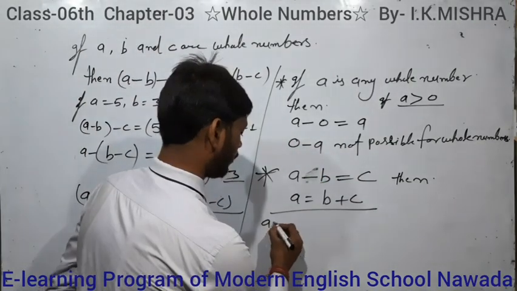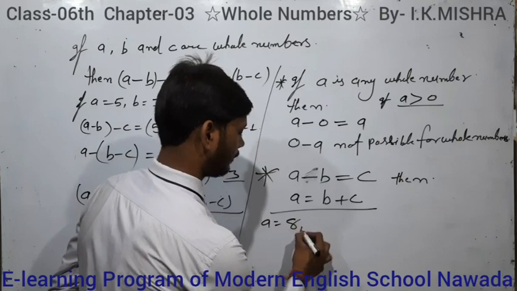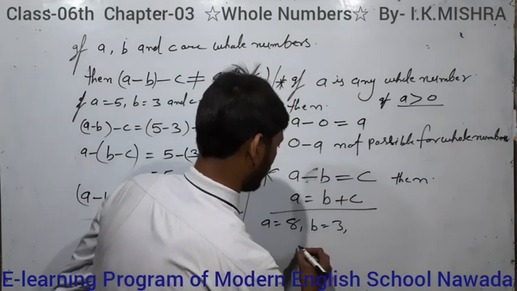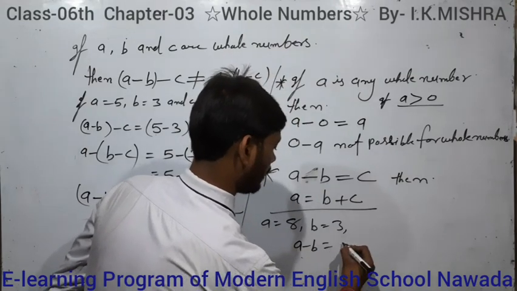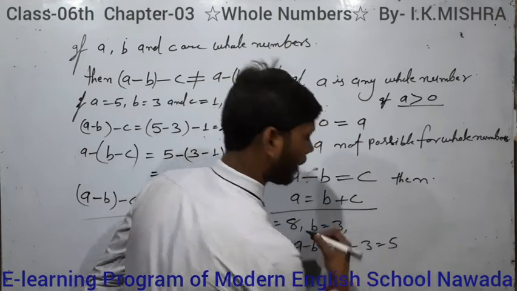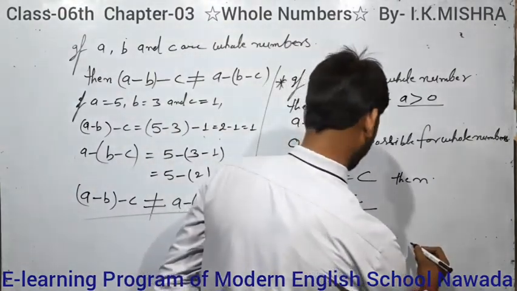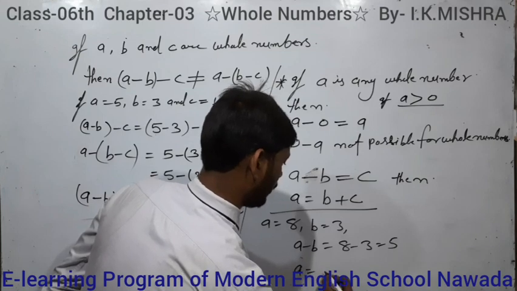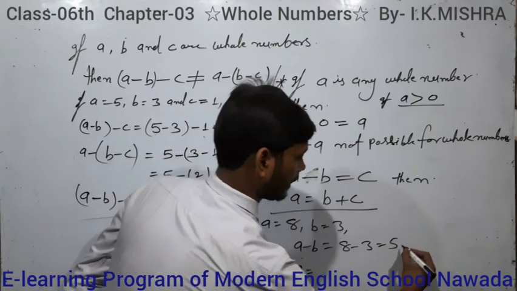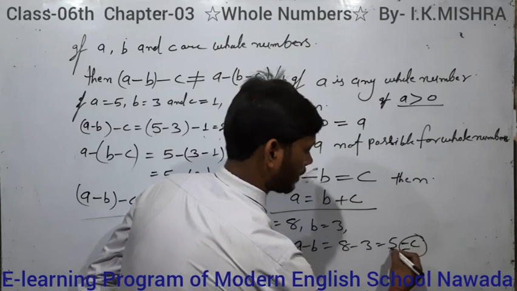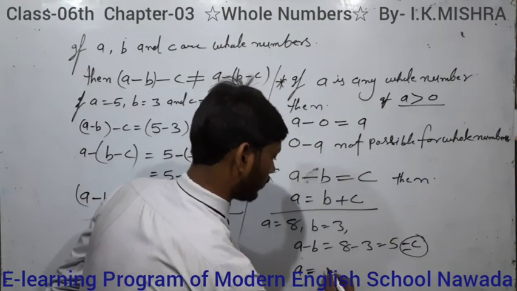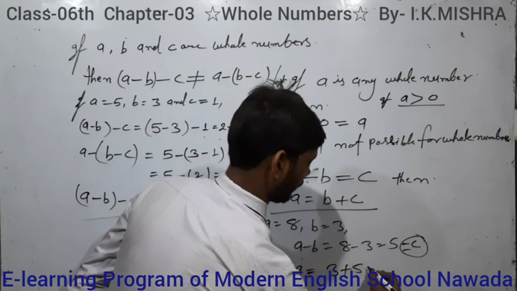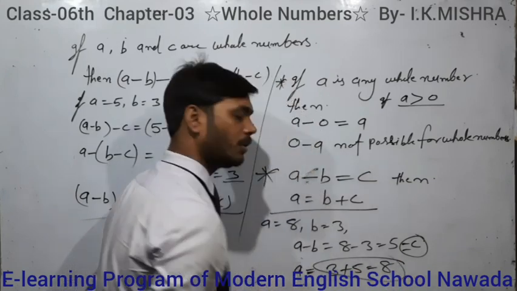Suppose a equal to 8, b equal to 3, then a minus b equal to 8 minus 3 equal to 5. And here a minus b is equal to c, its value is 5, then a equal to b plus c, 3 plus 5 is equal to 8. You can find it here.